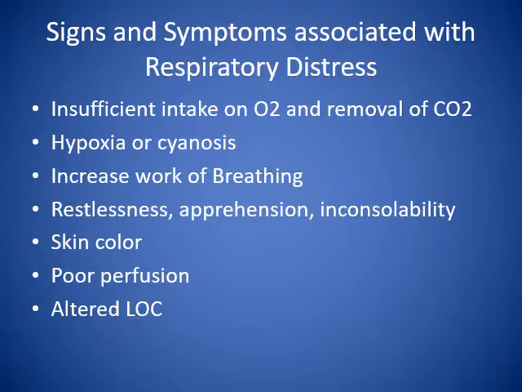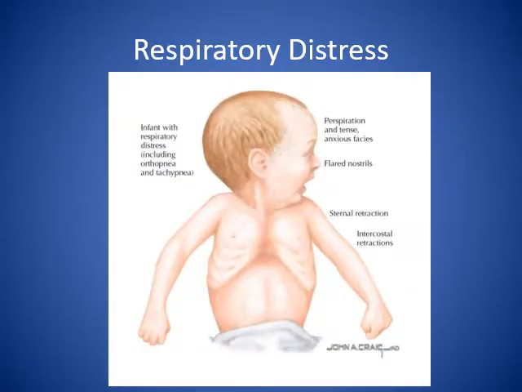You'll see retractions. Most often, children will present with subcostal retractions, and then the retractions will increase up if they have increasing distress. They'll be restless, apprehensive, inconsolable. Their skin color becomes a little bit more ashen, poor perfusion, and they might, as it progresses, have altered levels of consciousness.